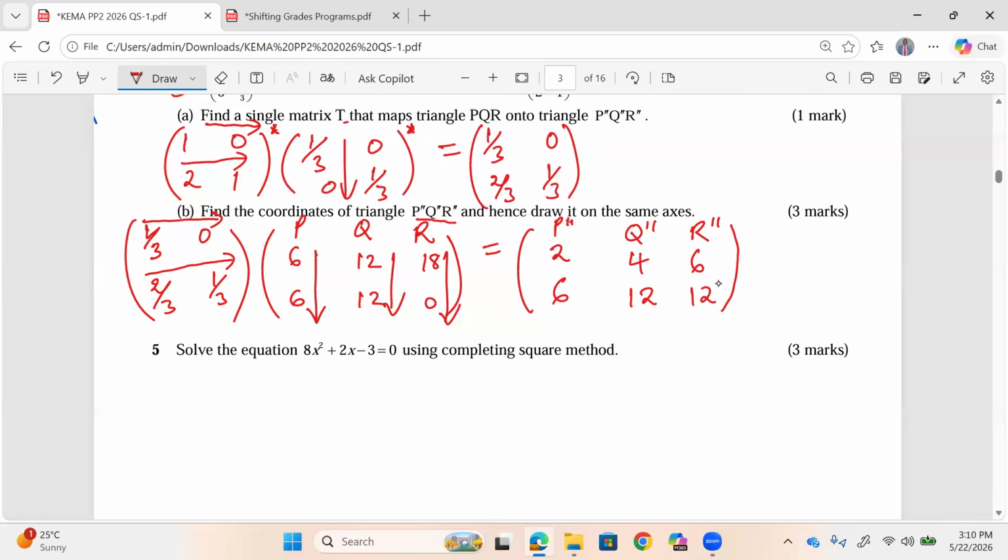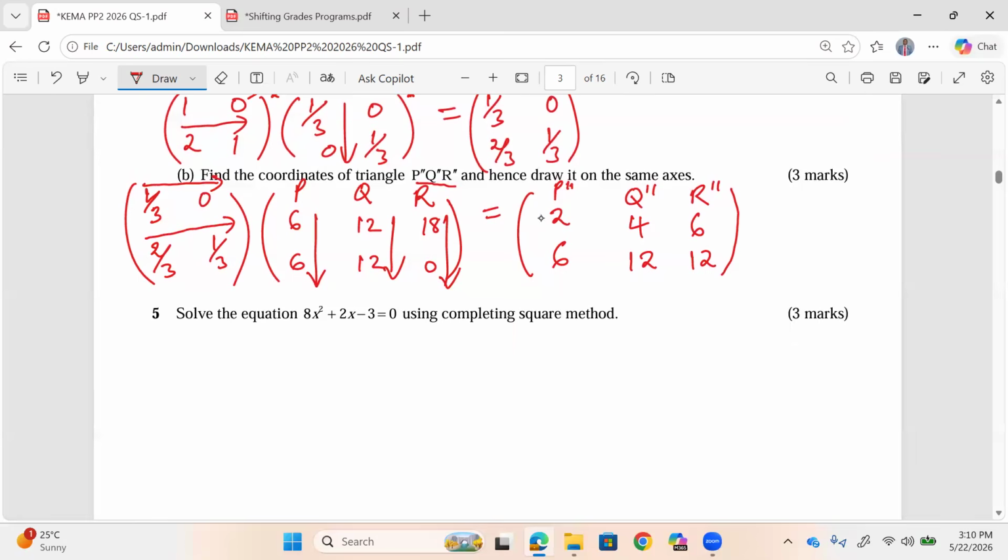So now we can talk about stating the coordinates. We have not yet stated the coordinates. So P double prime shall be (2, 6). Q double prime shall be (4, 12). Then R double prime shall be (6, 12). So those are the coordinates.